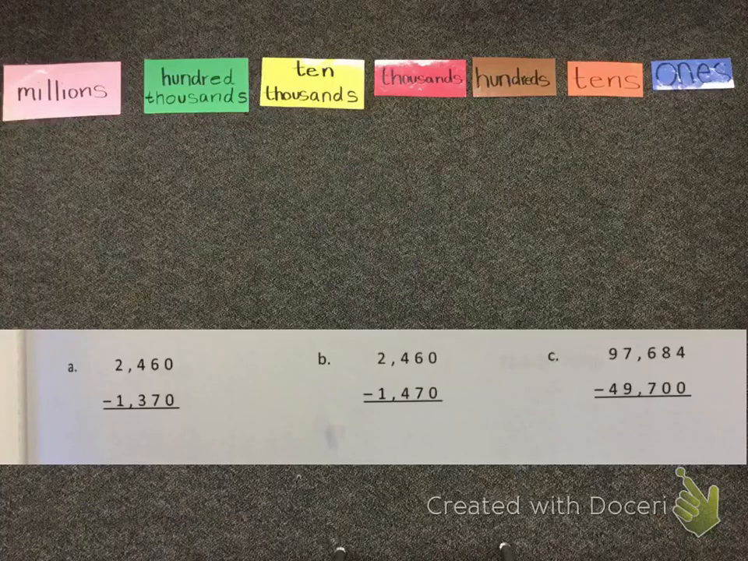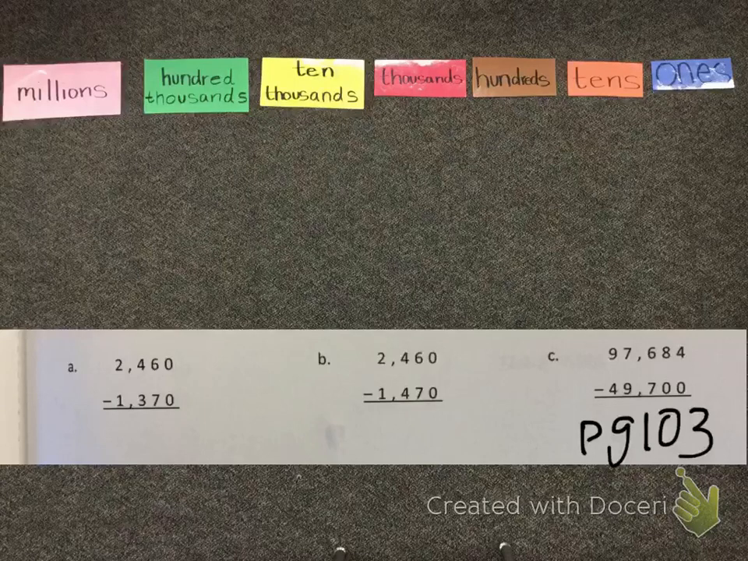Good morning, everybody. We're going to be working on Lesson 14, Module 1, 4th grade, on page 103. We're still going to be working with that subtraction using place value and unbundling. But this time we're going to unbundle not just once, but several different times. So let's get into it.